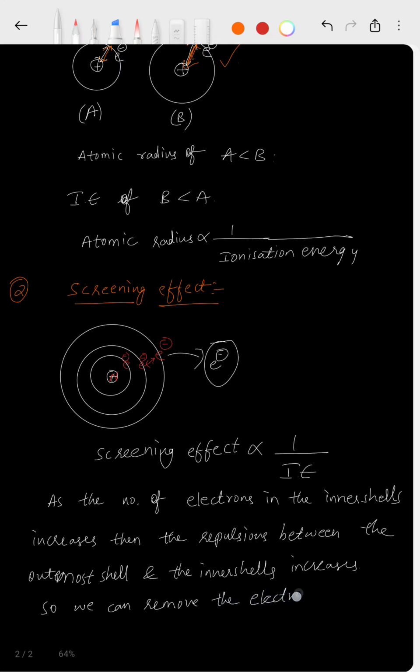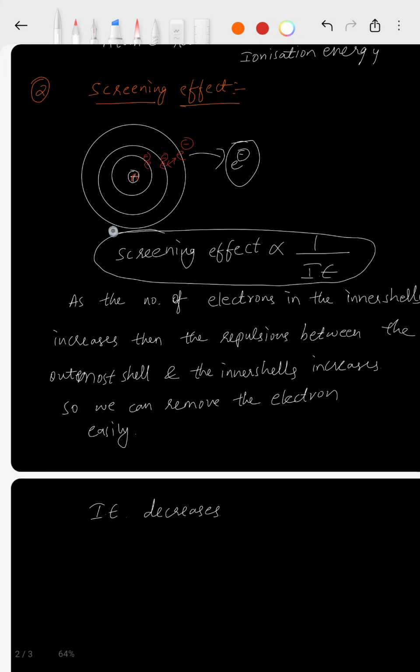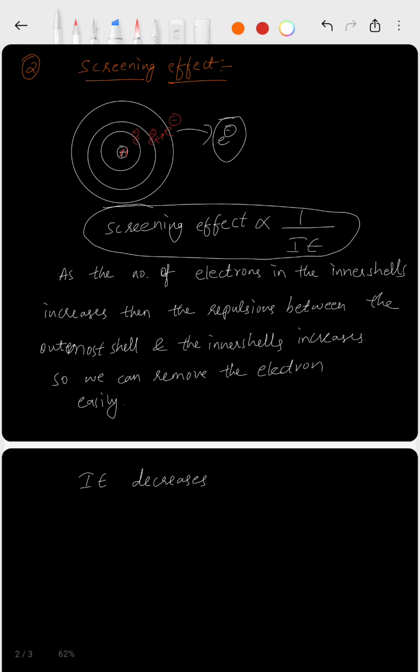Okay, you can remove the electron easily. So the ionization energy decreases. So the screening effect is increasing means IE will decrease. Okay, got it? If there are very few inner shells, it is very hard to remove the electrons from the outermost shell. But here more shells are there, so more screening effect will be there.